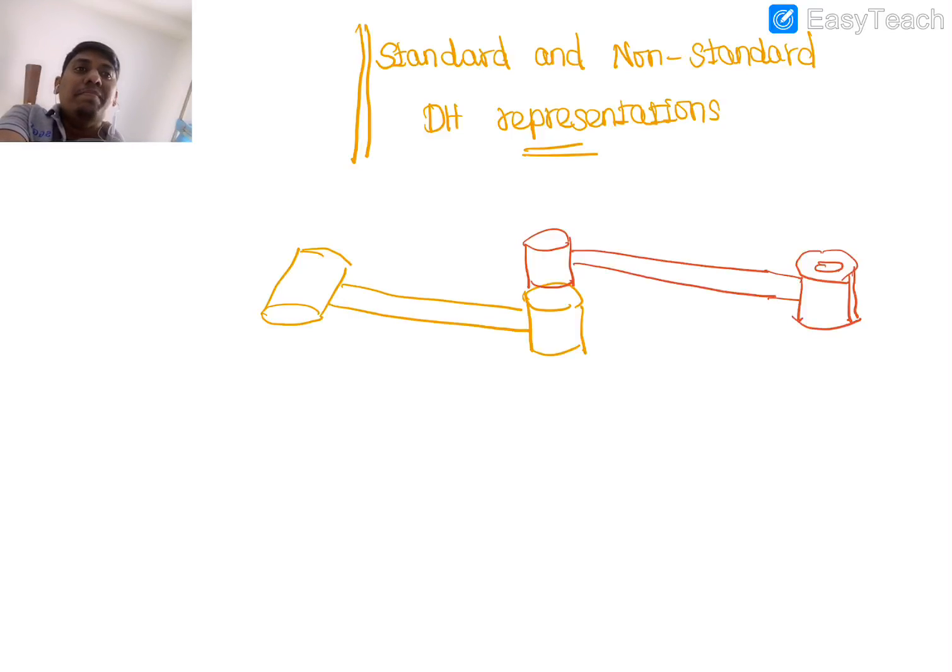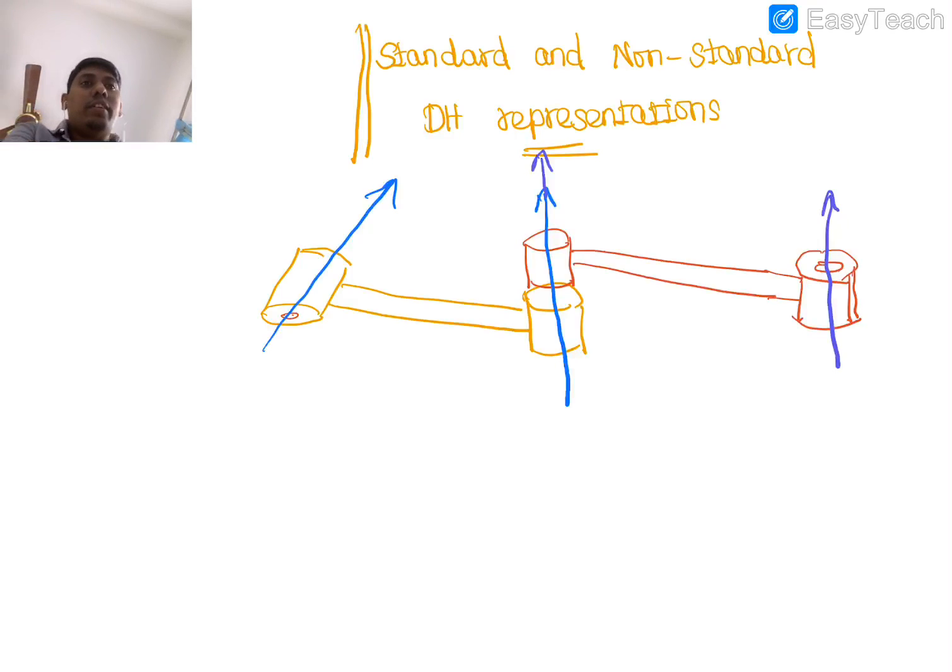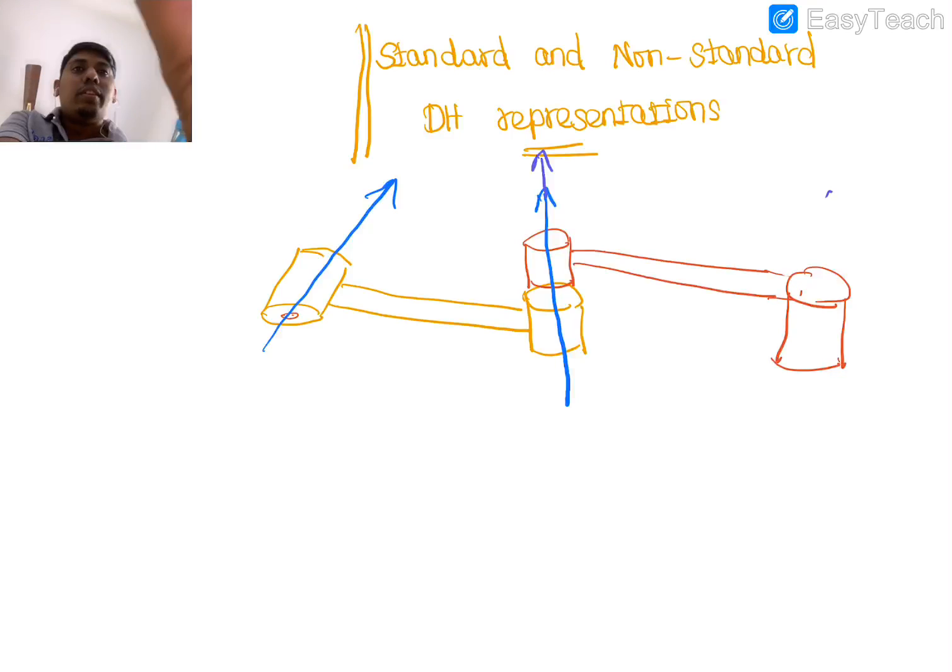So the first link axis will go like this, and the second link axis will go like this. In order to make it a little more clear, I'll make the second link a little inclined. Okay, so this is the case.